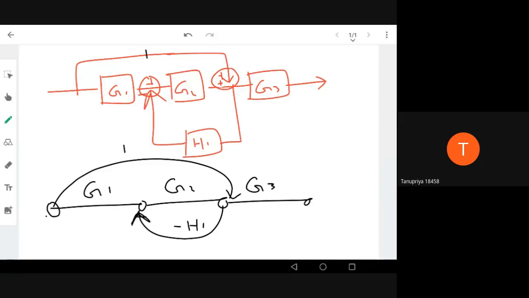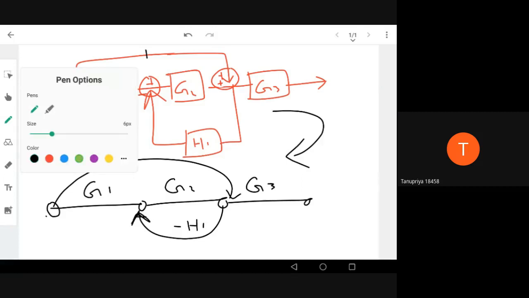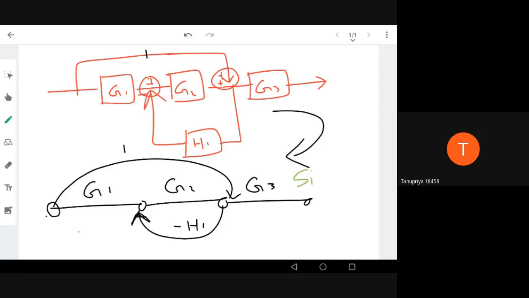Okay, so this method of representing the block diagram as a graph is called the signal flow graph. This is the method we'll discuss today, the signal flow graph. Okay, so you understood why we need the signal flow graph.